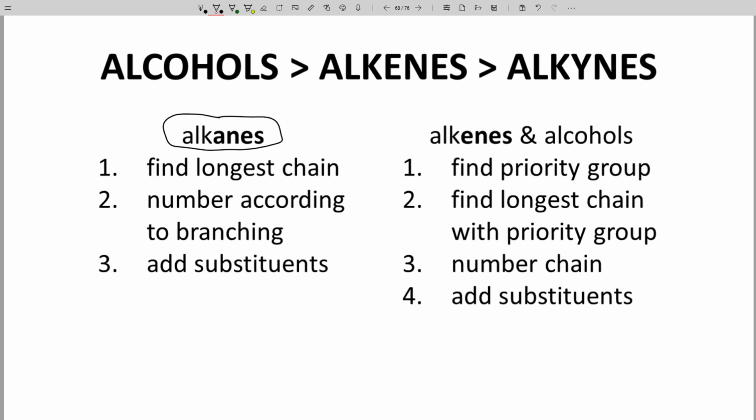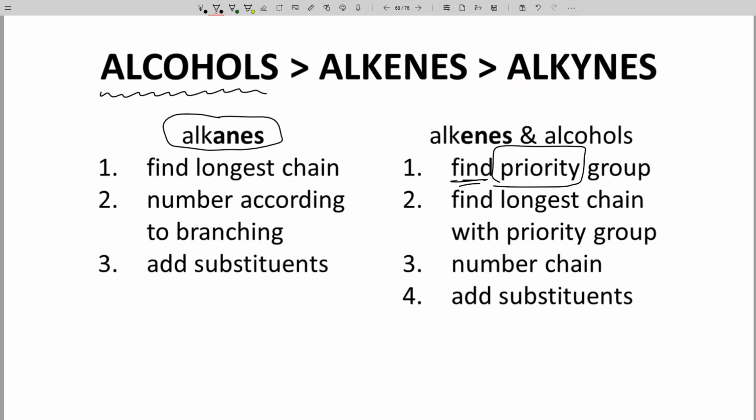With alkenes and alcohols and alkynes, it's a little bit different. The first step is actually to find your priority group. Now, your priority group is your highest priority functional group. We now have more functional groups in our molecule. And as it turns out, the title of this slide gives a ranking of functional groups. Of the functional groups we're going to talk about, alcohols are the highest priority. And after alcohols come the alkenes and then the alkynes.